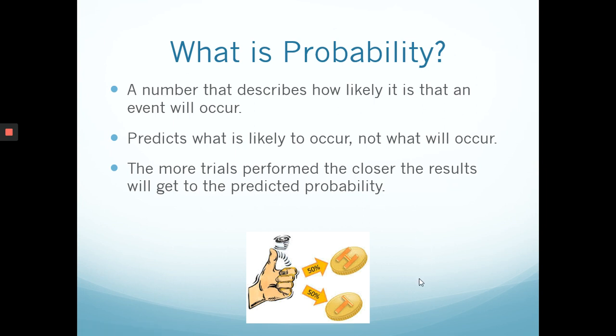Also very important, each trial is independent of all the others. So if I flip a coin 5 times, and all 5 times it lands on heads, the 6th time that I flip it, I still have a 50% chance of heads and a 50% chance of tails. Remember that each individual trial is independent of the others.